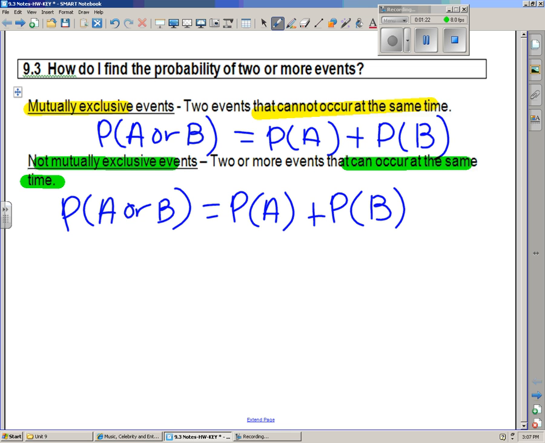But the fact that jack cards can also be red, you would subtract out the probability of A and B happening at the same time. So for not mutually exclusive events, you would add two separate probabilities together, and then you'd subtract out the probability that they happened at the same time. We will definitely be doing some problems with these, so don't worry if you're not really sure of the formula.